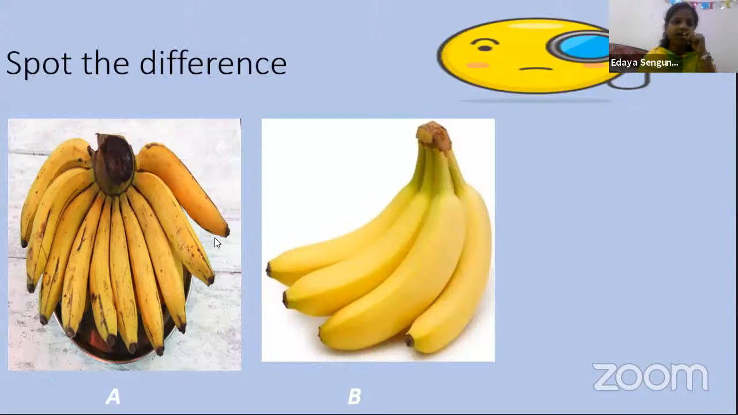And what is the difference between the bananas? The A banana is blackish, it has some black spots on it. Okay, good. And what about pic B? It looks fresh. It has no black spots. It is attractive and it looks fresh. Very good.